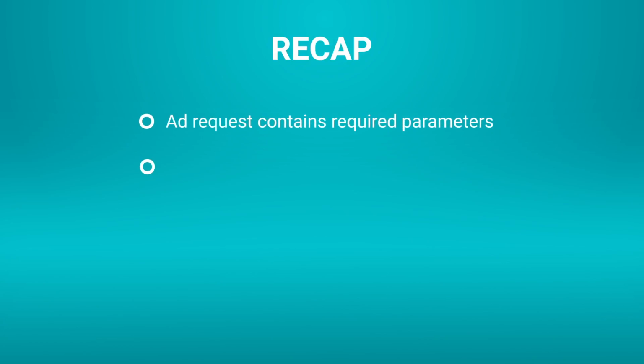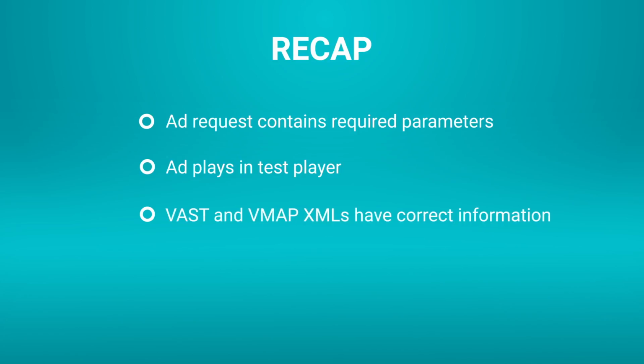If you see something that works differently on your own player, you might want to investigate why it doesn't work the same way as the sample player. To recap, if you're having issues with the video ads on your website, make sure your ad request contains all the required parameters. Make sure your ad plays correctly in the test player on developers.google.com. And make sure your VAST and VMAP XMLs have all the information you need with media files you can play and the right tracking events.